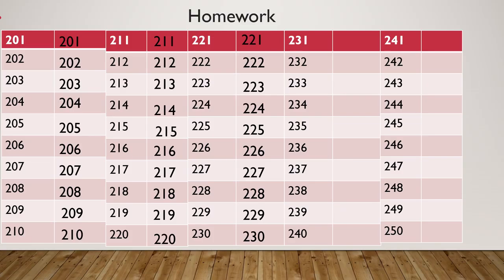Next row is 231, 231. Then I will write here 231. Next is 232, then 232. Next is 233, then 233. Next is 234, then 234. Next is 235, then 235. Next is 236, then 236.